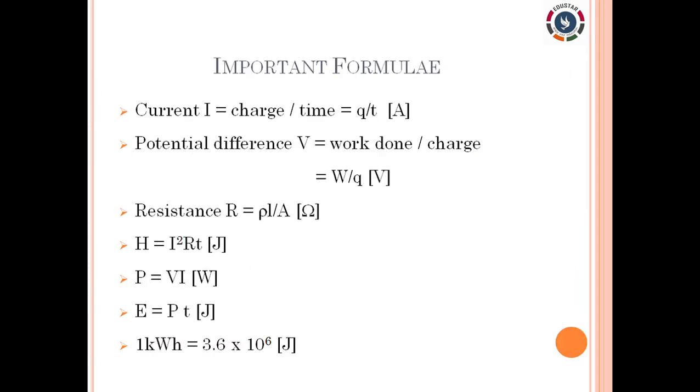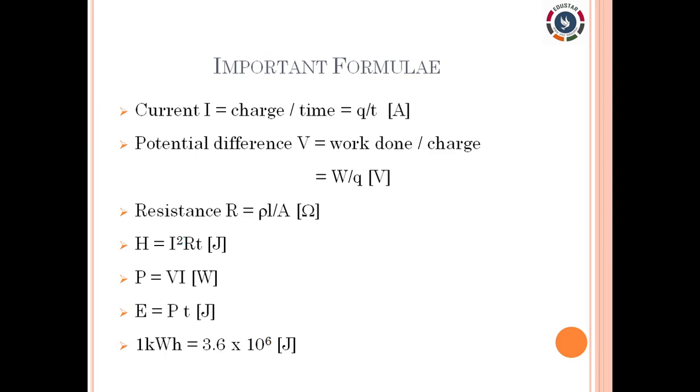Next, we are going to list the important formulae in this chapter. Current can be calculated using the formula charge by time taken, that is Q by T. It is expressed in ampere, so you can use capital A to denote ampere. In these formulae, all the units are given in square brackets next to the formula. Potential difference can be calculated by work done by charge, that is W by Q, and it is measured in volt. Resistance is calculated by the formula R is equal to rho into L by A.